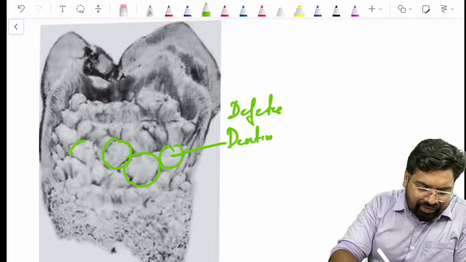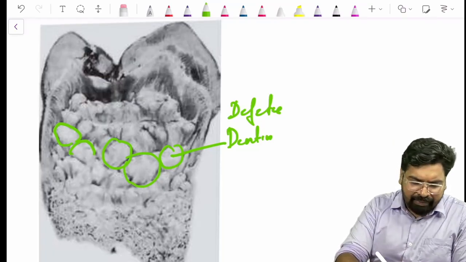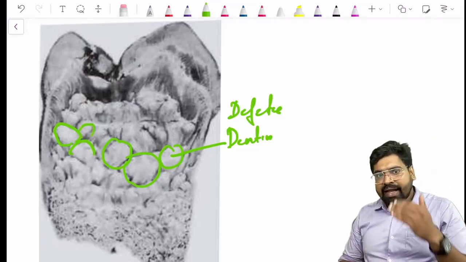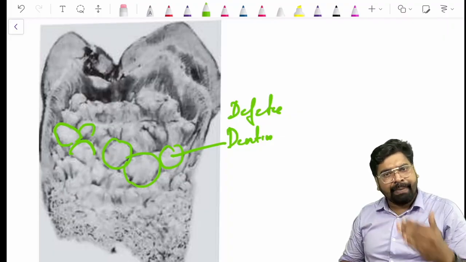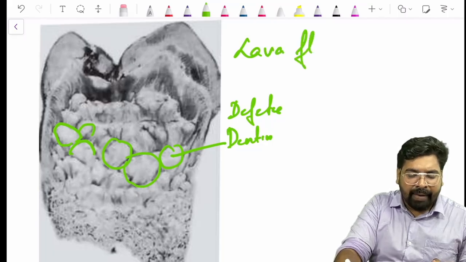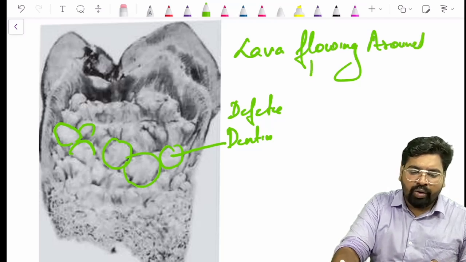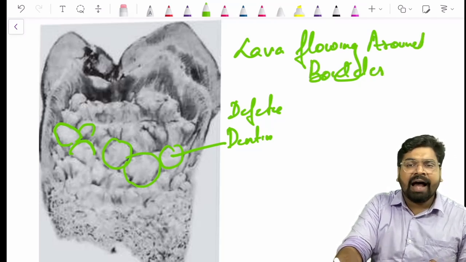It will make a little of dentin here. Then again, it will make a piece of dentin. Again, another piece. You can see that it is just like a pattern. That pattern is called a lava flowing around boulders pattern. Have you seen a lava flowing?